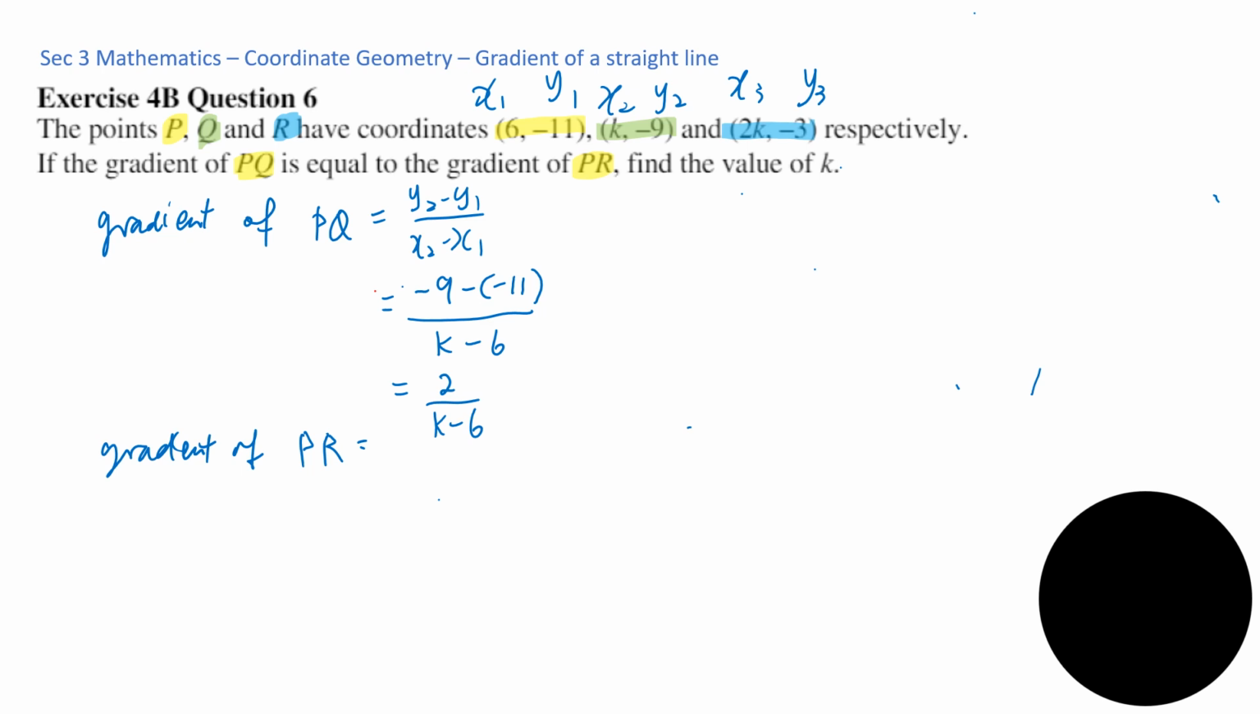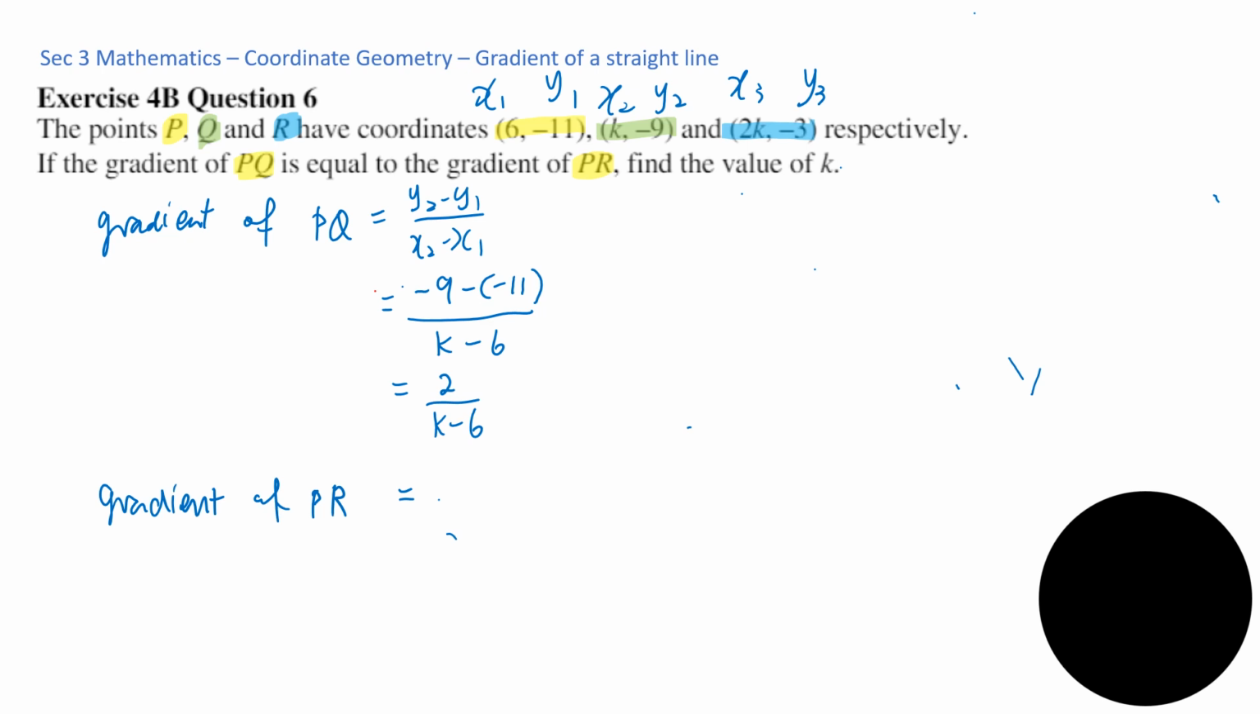Okay, so I do the same for the other one. Gradient of PR. Okay, let me write at the bottom. Gradient of PR. Now this one you be careful because just now I labeled as x2, y2, x3, y3. Okay, but don't worry about the 3. It just means the coordinates. Okay, so I look at P and R. So we focus which one is P, which one is R. P is the yellow one, R is the blue one.